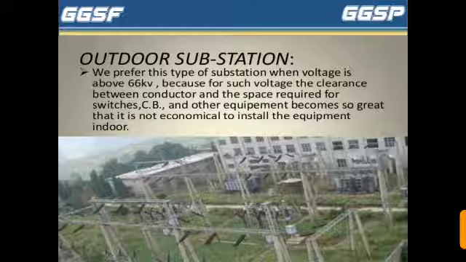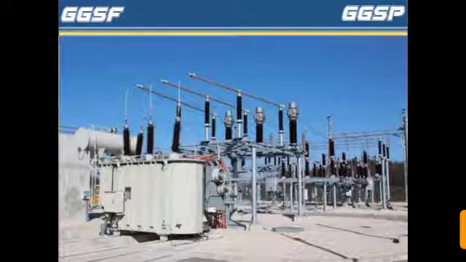Now outdoor substations. We prefer this type of substation when voltage is above 66 kV, because for such voltage the clearance between conductor and the space required for switches, circuit breakers and other equipment becomes so great that it is not economical to install the equipment indoors. This type of substation requires less time for construction but uses more space, and it is mainly classified into two types, that is pole mounted substation and foundation mounted substation. Now this is the image for outdoor substation.